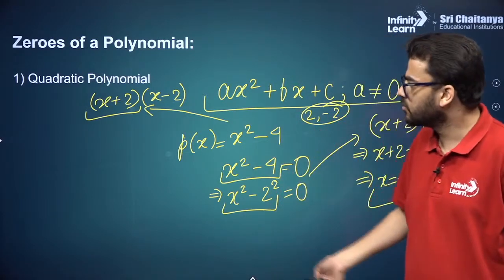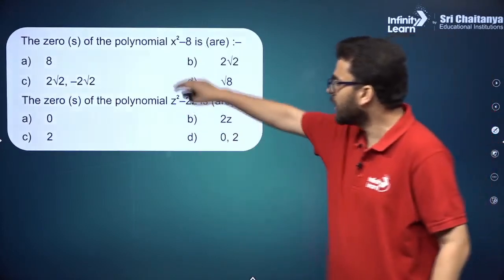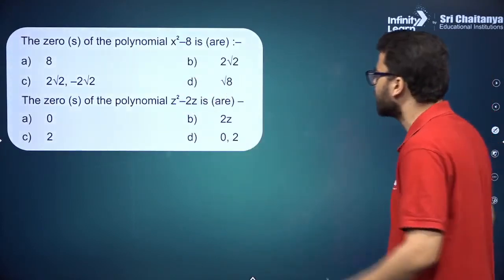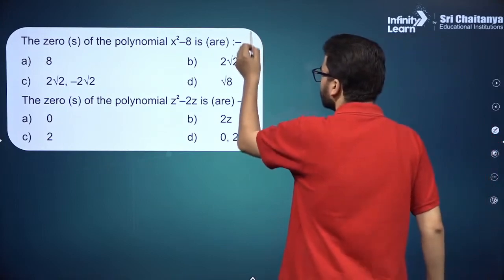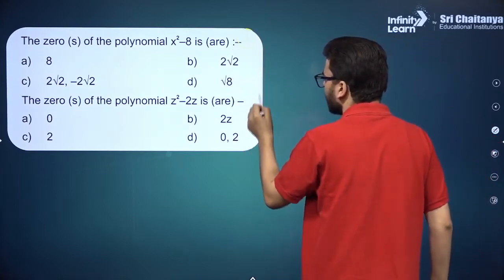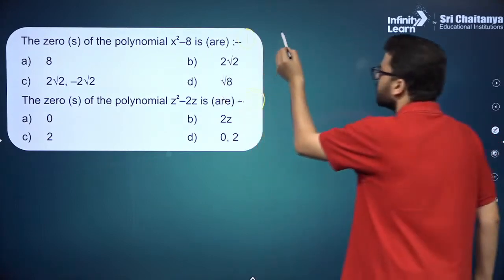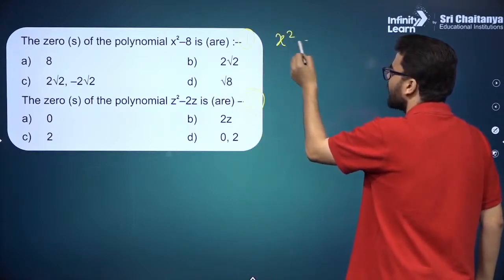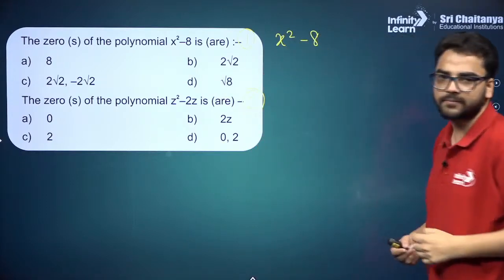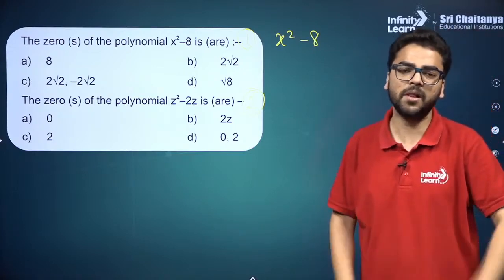So obviously you have to do some questions on the basis of this. Can you tell me what are the zeros of this polynomial? The first example is this, the second one is this. Can you tell me what are the zeros of this polynomial, x square minus 8? Yeah, it's a simple question only.